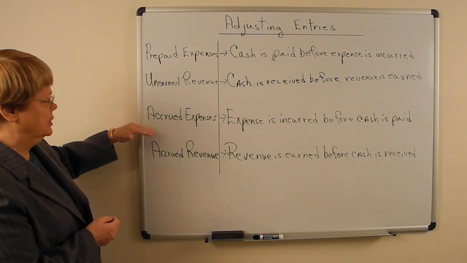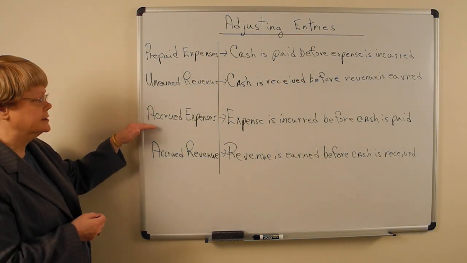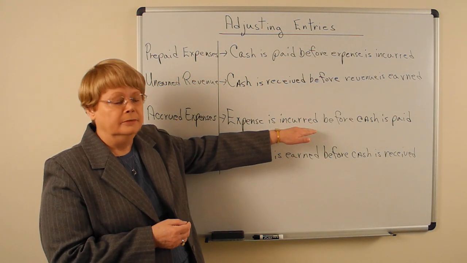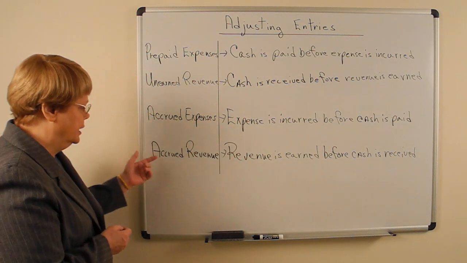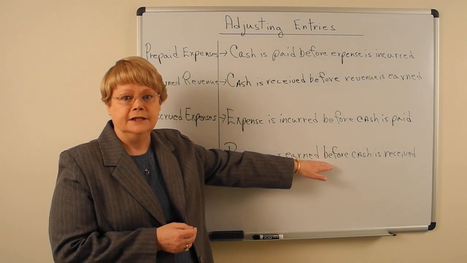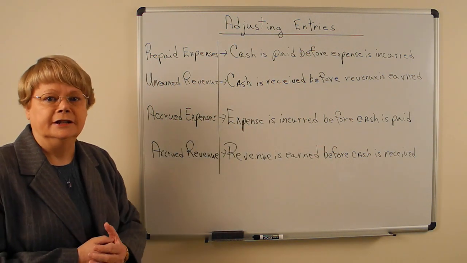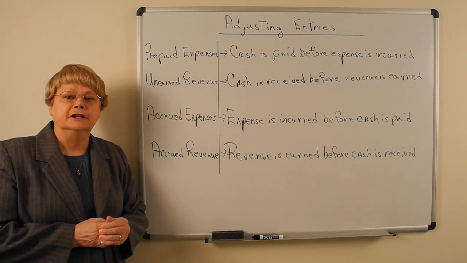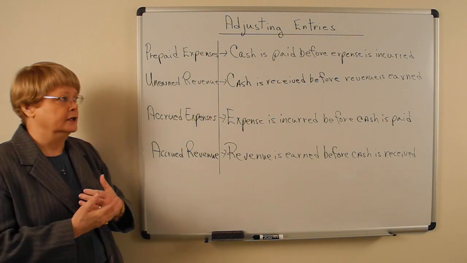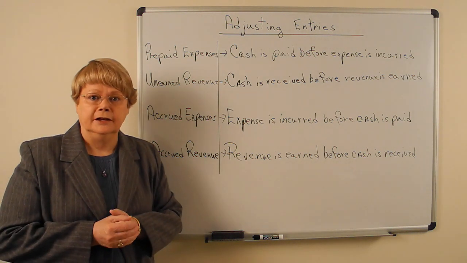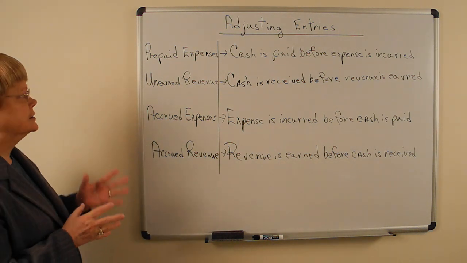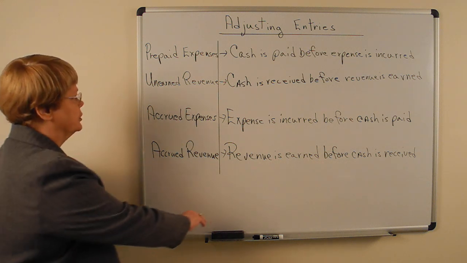These are just the opposite. With accrued expenses, the expense is incurred before any cash is paid, so the cash will come later. And with accrued revenue, the revenue is earned before cash is received. So this has to do with timing differences between when revenue is earned and the cash is received, or when expense is incurred and the cash is paid. That's what we're going to talk about. Now let's look at some of the individual items here. We'll start with prepaid expenses.